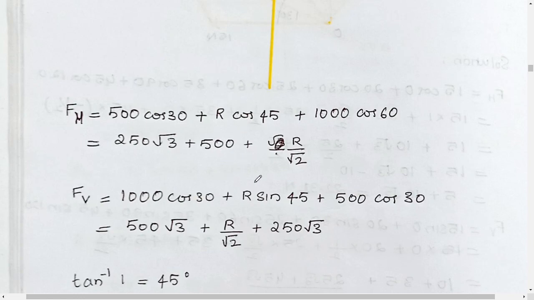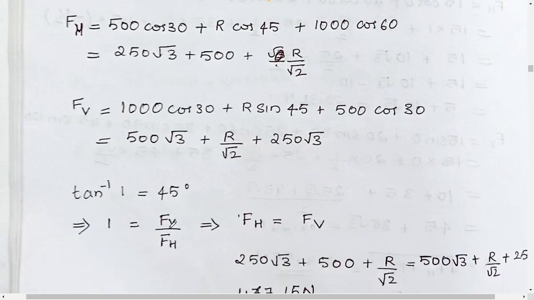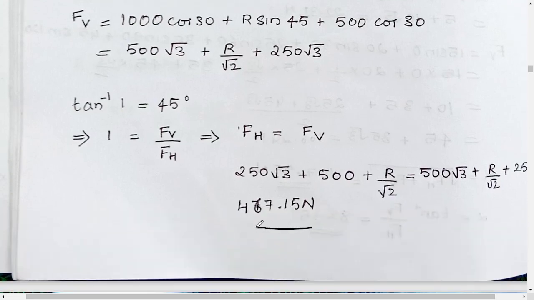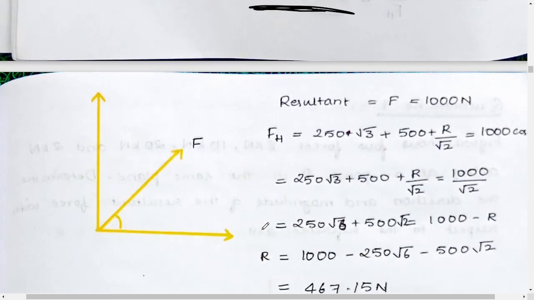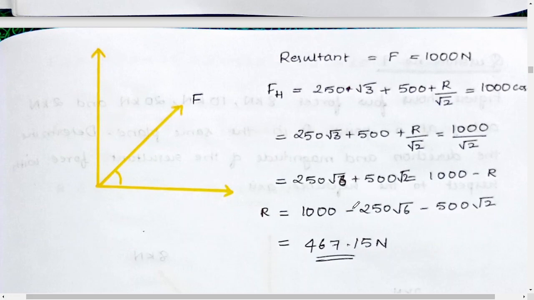And if we do that, we'll have an equation. For the force in the vertical direction, we'll have another equation, and we know that alpha is 45 degree. So tan inverse of alpha is equal to 45 degree, meaning tan 45 will be 1. So 1 is equal to Fv by Fh. So we will get Fh is equal to Fv, and we'll equate these two equations and we'll get the value of R. This is the third force. Then yeah, you will be getting the third force.